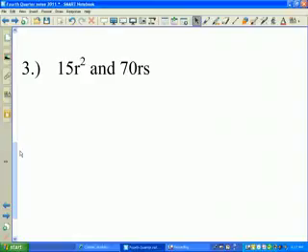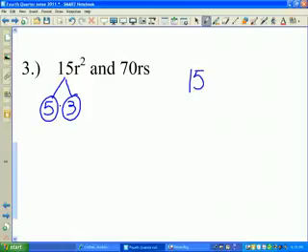For number 3, we have 15r squared and 70rs. So for the 15, we can still do that factor tree, which will give me 5 times 3. And 5 is a prime number because I can't break that down other than 1 and 5. 3 is also a prime number, so I don't have to break that down. So far, with 15r squared, I have 3 times 5 times r times r. The reason why it's 2 r's is because of that square.